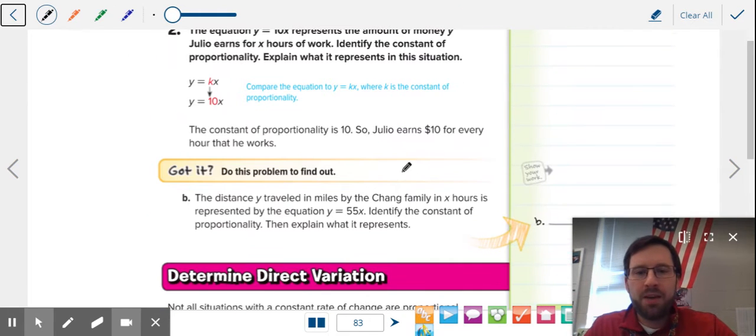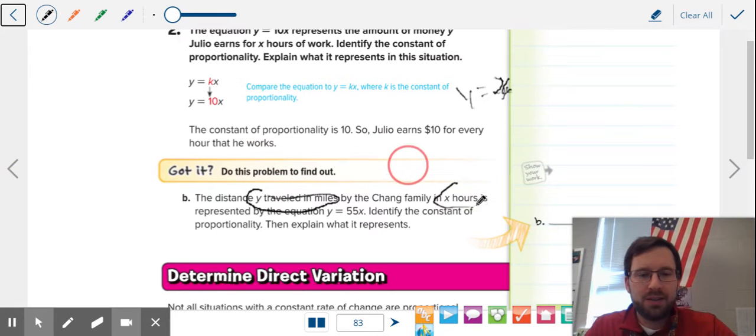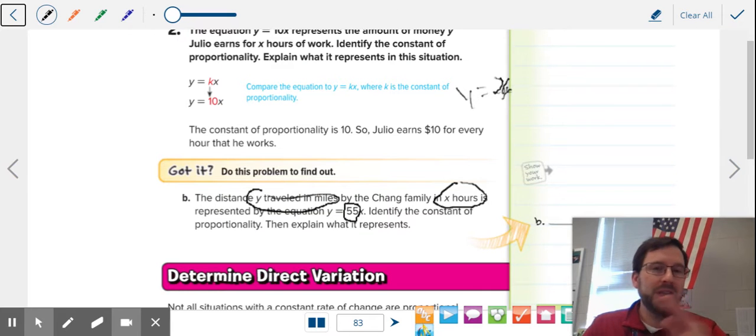Now, if you plug that into an equation, it would be y equals 26x. So let's take a look at one that's already kind of done for us. The distance traveled, y in miles, by the Chang family in x hours. So they tell us y is miles, x is hours, y equals 55x. So right in there, they show us the constant of proportionality. What's nice about direct variation, this equation, is it tells us the unit rate right away. We don't have to calculate anything. It's already in there. So I know it's 55.